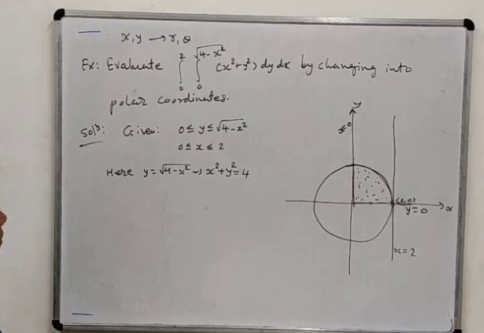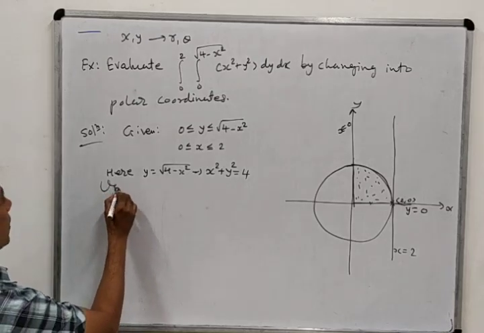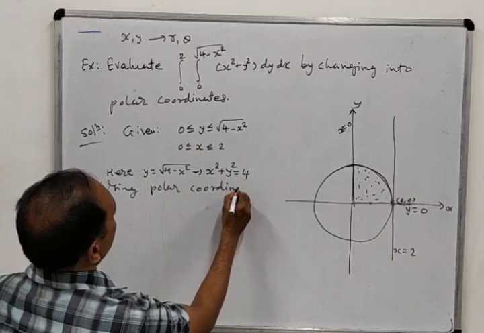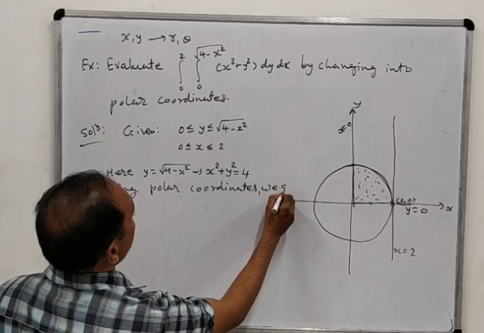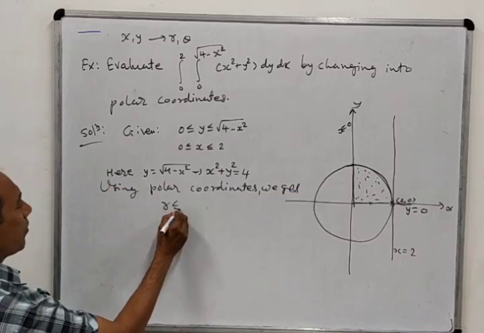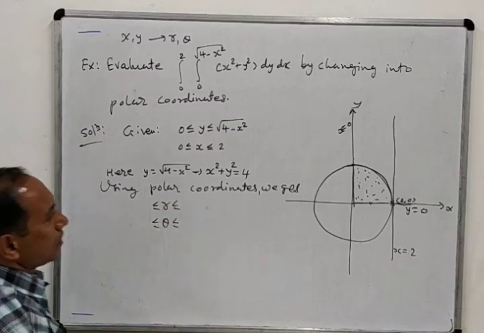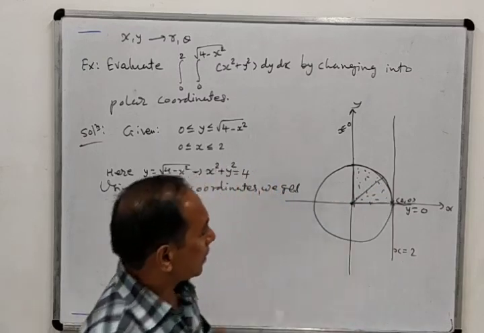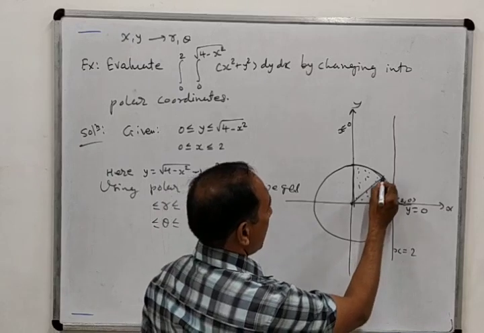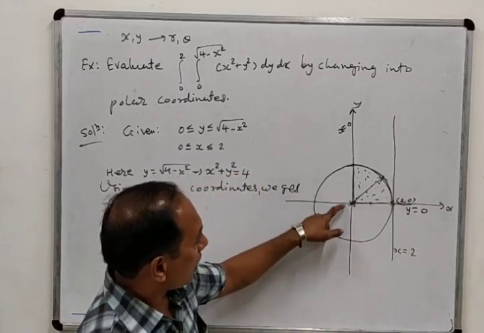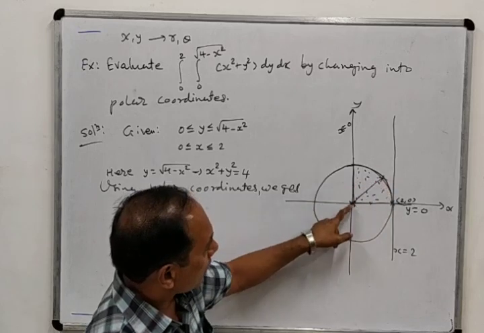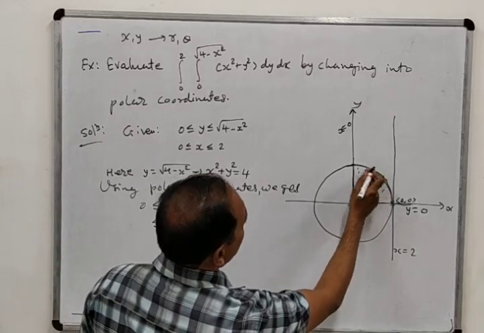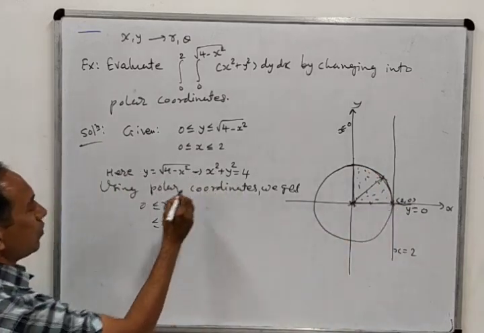Okay. So therefore, using polar coordinates, we get the limits of r first, then the limits of theta. To find out the limits in polar coordinates, we must draw an oblique line passing through origin. And see, the end points of this straight line touching the region are at this point and this point. This point is the moving point, and this is the fixed point. So here r equal to 0, the distance is 0. And here r equal to what? The radius of this circle, it is 2.